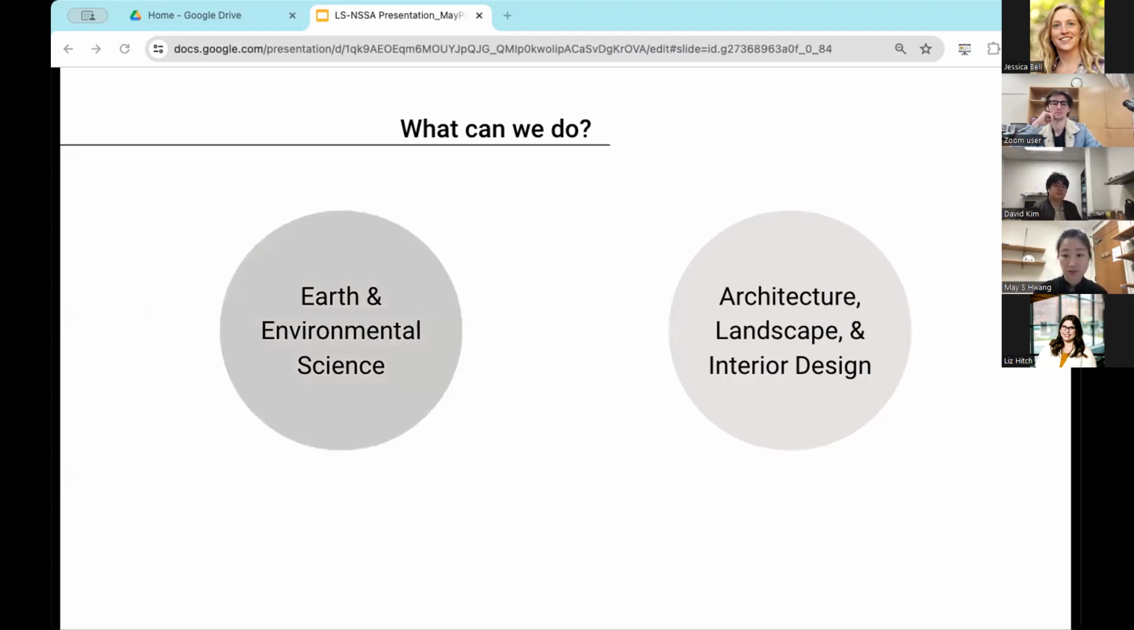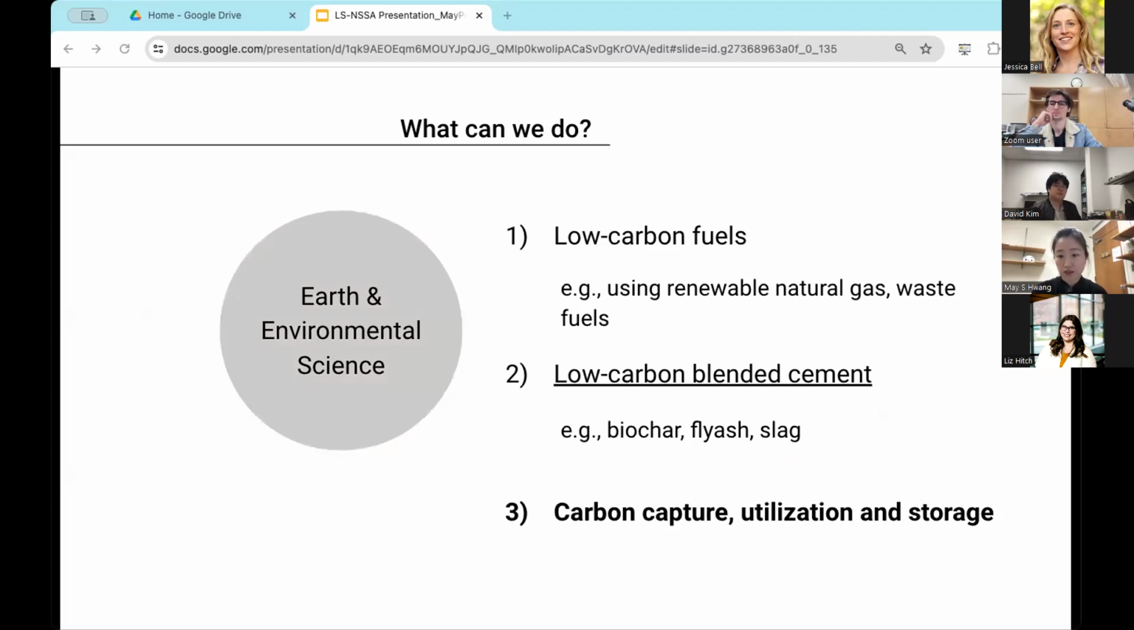From the scientific perspective, we are actually working on it pretty well. We're on a good path. There are lots of ways to reduce the carbon impact of the individual components and processes. And there are three key areas in how it's being developed. So first is using low carbon fuels. Instead of coal, we may use renewable natural gases, such as waste fuels.